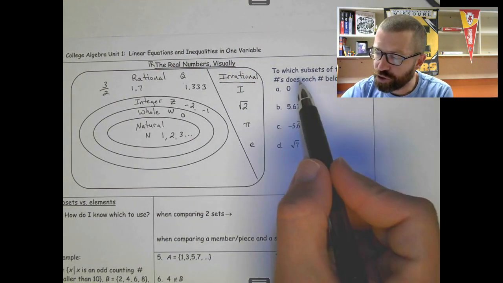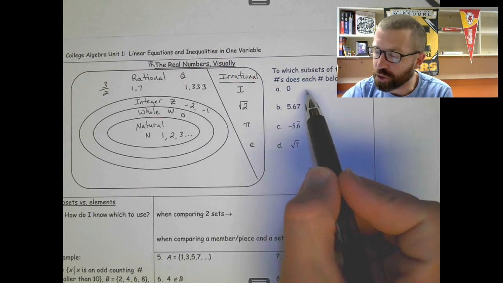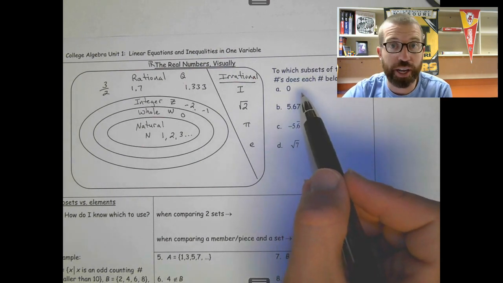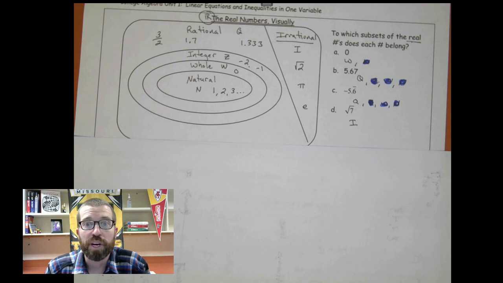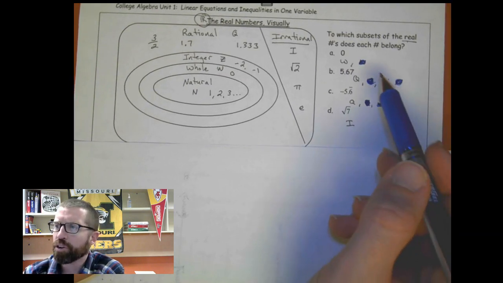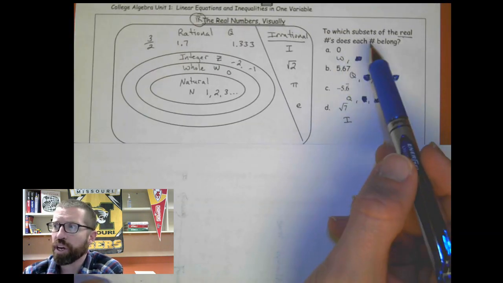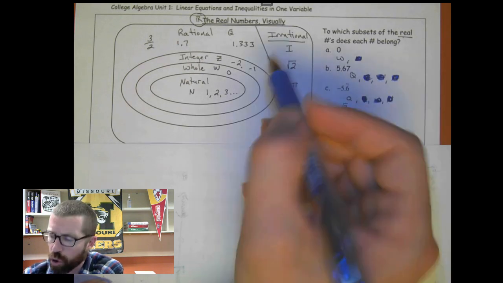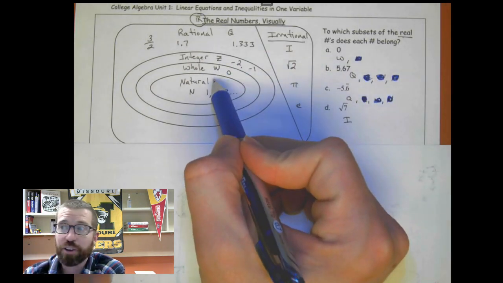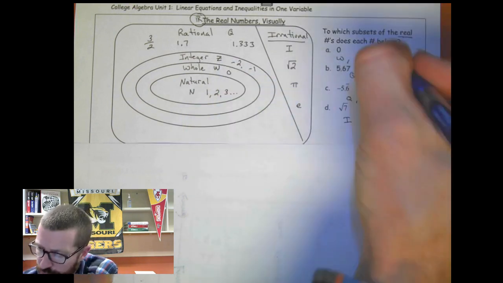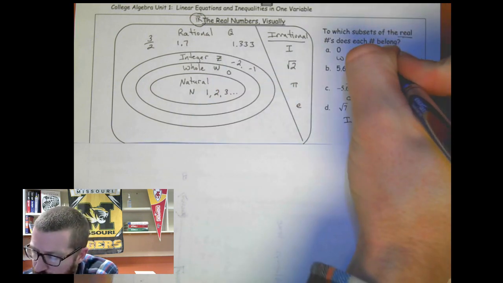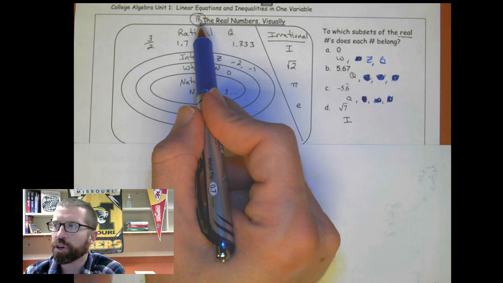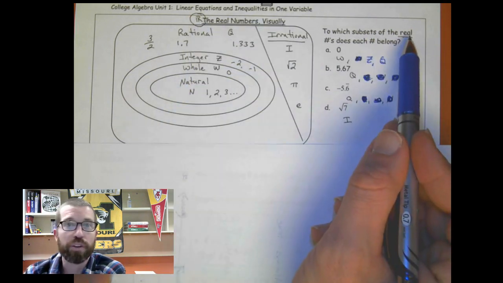Okay, so this question here says, to which subsets of the real numbers does each number belong? So pause this video, try to answer this on your own, and then see how you did. And okay, I'm going to interrupt myself real quick to make a quick correction. I had some thoughts backwards in my head. So when we look at 0, which subset does that belong to? 0 is a whole number, but it's not a natural number, but it is also an integer. 0 is also a rational number. And then even a real number, which we already know, it's a subset of the real numbers.